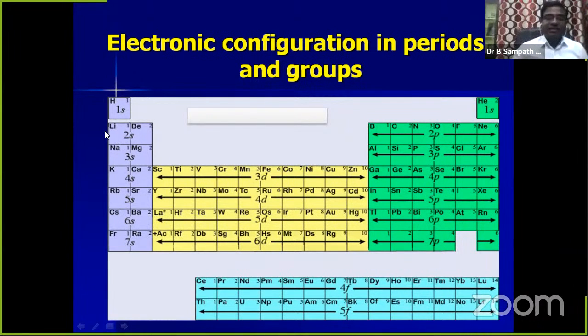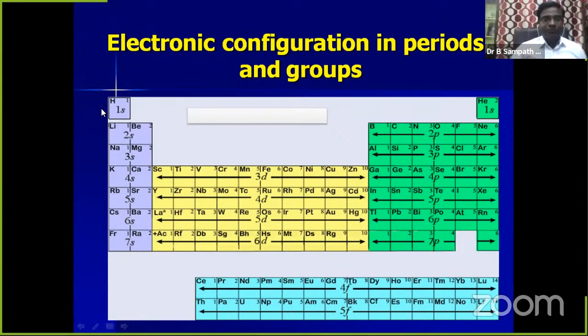See here, second period elements all contain only 2 shells in their atoms, and first period elements contain only 1 shell. Third period elements contain 3 shells. So like that, the period number corresponds to the shell number. And the next one is, each successive period is associated with filling up of the next higher principal energy level.